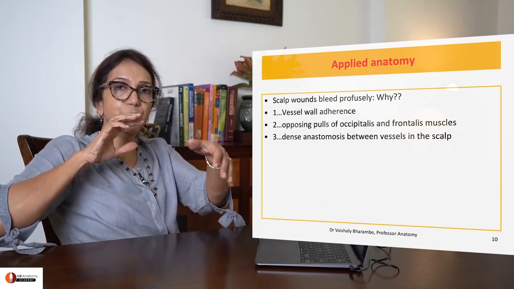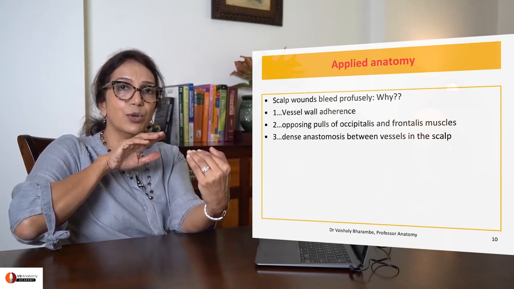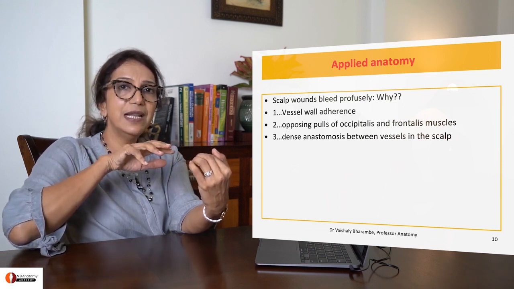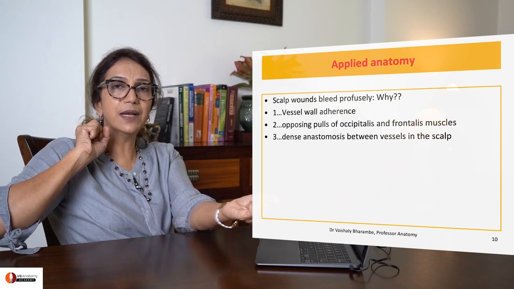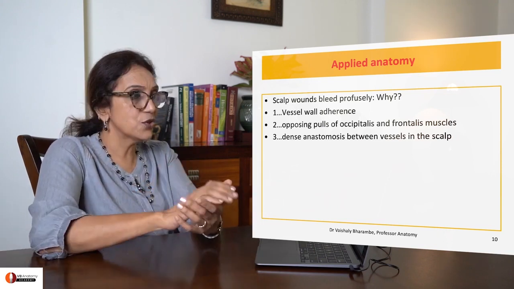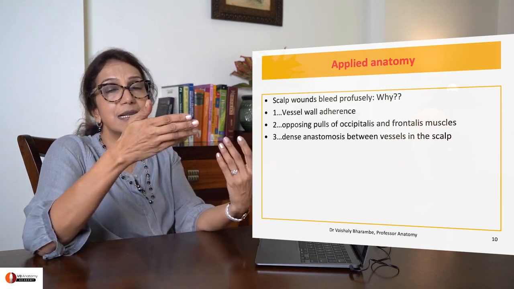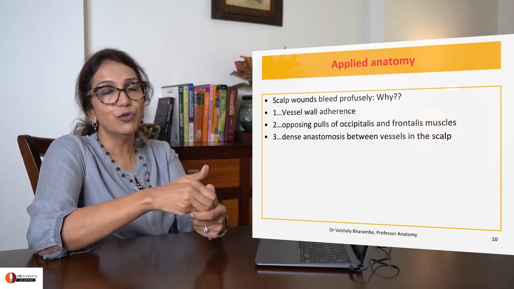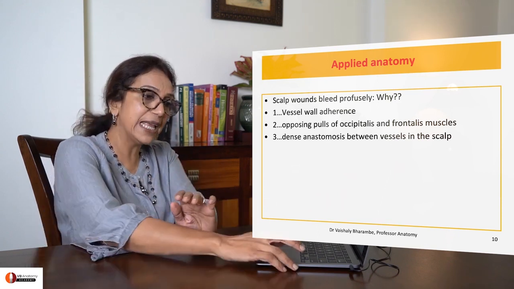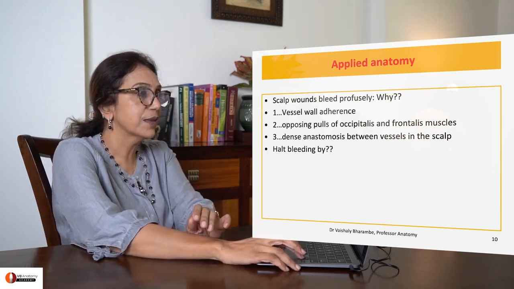So anteriorly and posteriorly, you have your frontalis and occipitalis muscles. The moment there is an injury, the frontalis and occipitalis contract, pulling and keeping the blood vessel open, causing hemorrhage. Another reason is the dense anastomosis itself. So there is so dense an anastomosis that there is massive hemorrhage in scalp injuries.